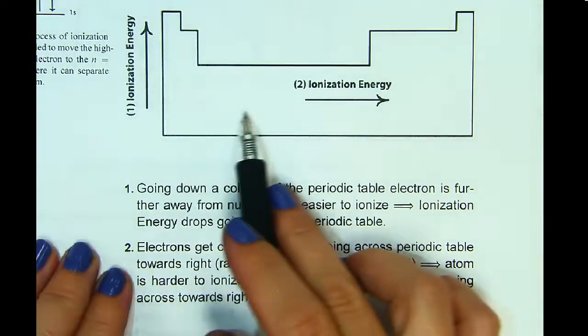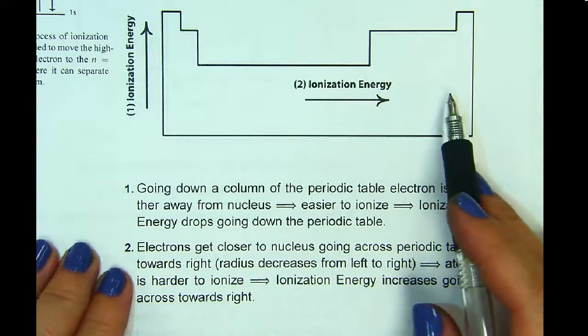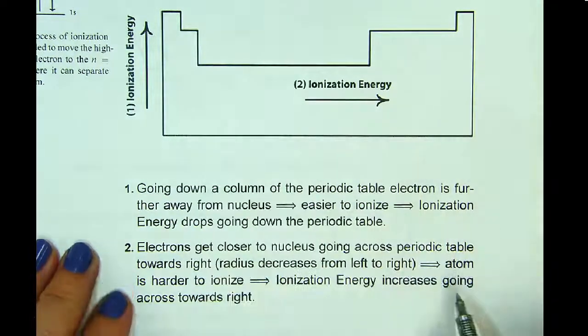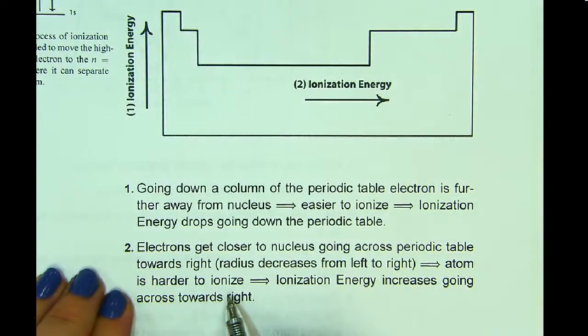Electrons get closer to the nucleus going across the periodic table to the right. Radius decreases from left to right, and so the atom is harder to ionize, more difficult. Ionization energy increases going across toward the right.